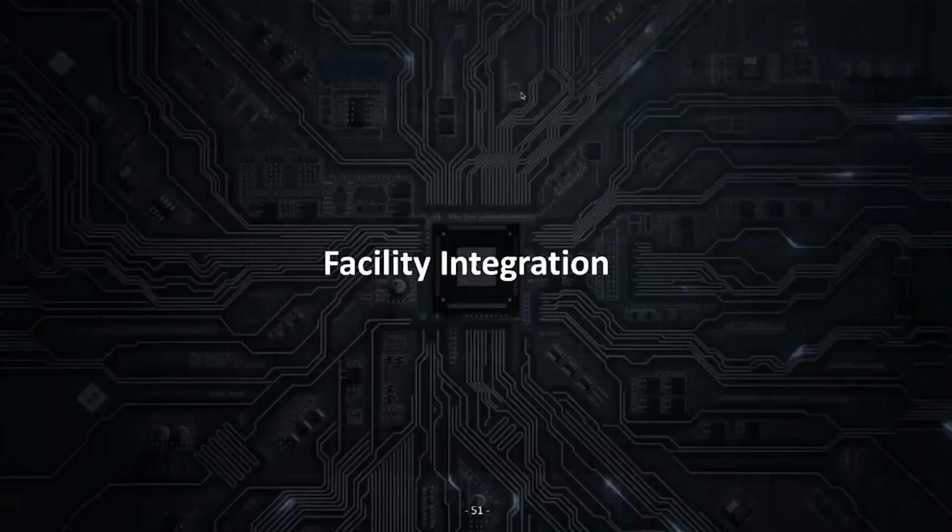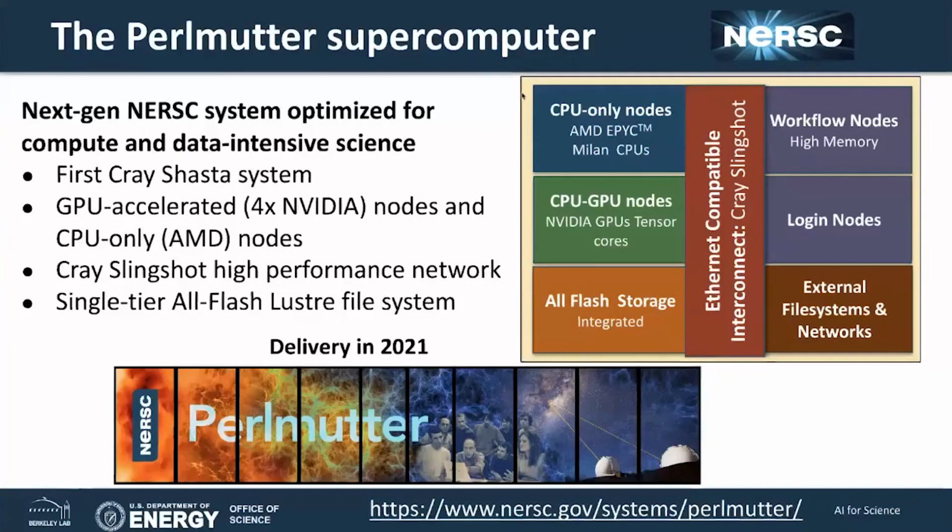So the last piece of this is really looking at how we think about our HPC facilities and facility integration across experiments and facilities. This is a picture of the next system that will be installed at NERSC at Lawrence Berkeley National Lab, the Perlmutter system, which is named, of course, after Saul Perlmutter here in the picture. And I won't read through the details of this.